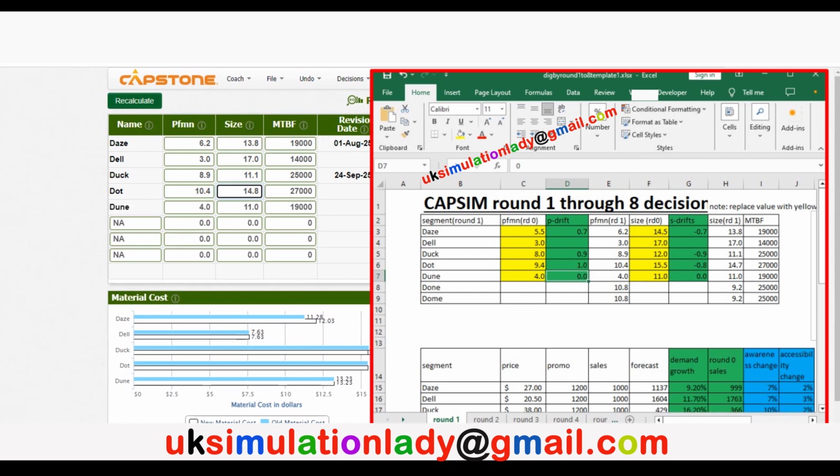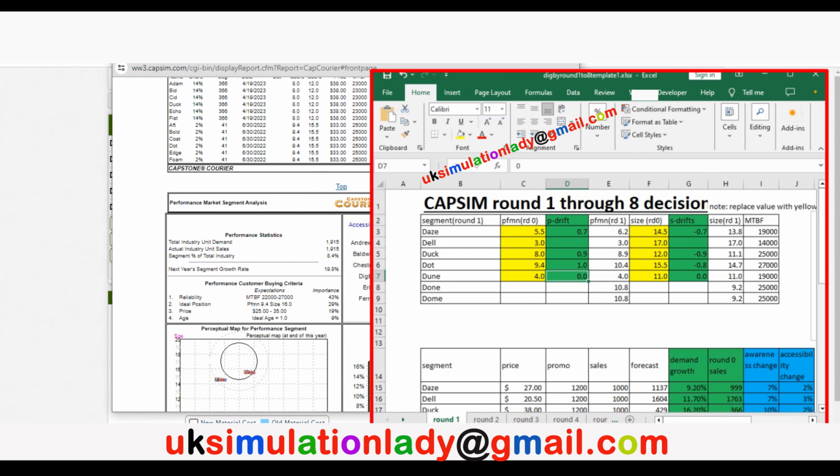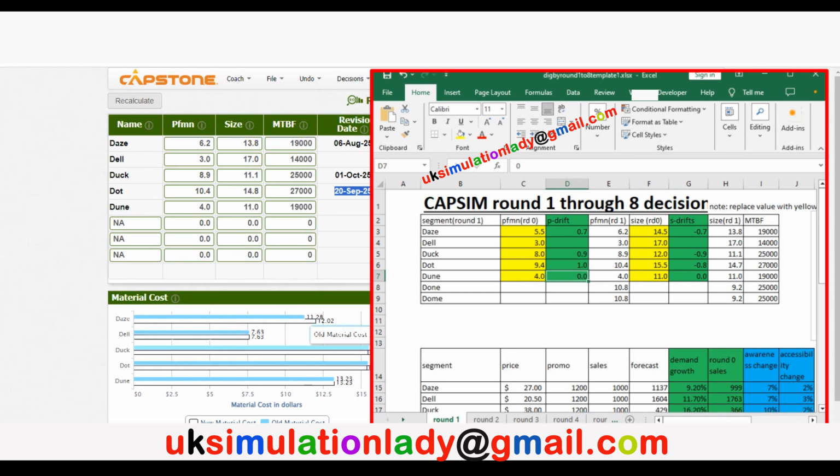With this adjustment, DOT will secure the largest share of the 29% customer preference for ideal positioning. Let's recalculate after entering these values to evaluate DOT's age after the revisions. From Capsim's performance segment Round 1 analysis, 9% of customers would find DOT most suitable if it had an age of 1.0 years. DOT will be revised by September 20th, and at that time, it will have an age of 1.6 years. While this is not exactly the ideal 1.0 years, it's close enough, especially considering that all competitors will face the same challenge. Therefore, age won't be a major competitive advantage in Capsim Round 1.